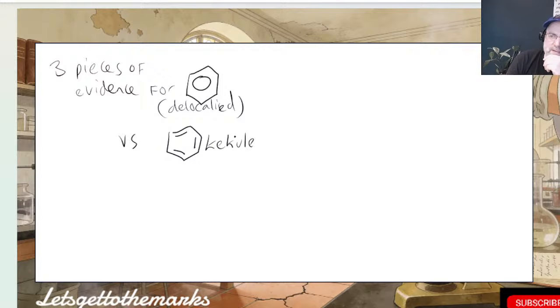Now, don't think you are not allowed to use Kekulé's structure. I can't spell his name. I know he has a thing somewhere. I don't know where the thing is. It might be on the U. Anyway, what are the 3 bits of evidence?